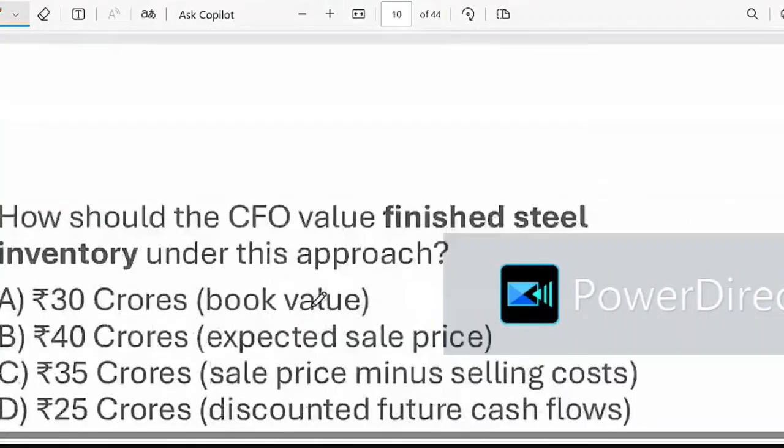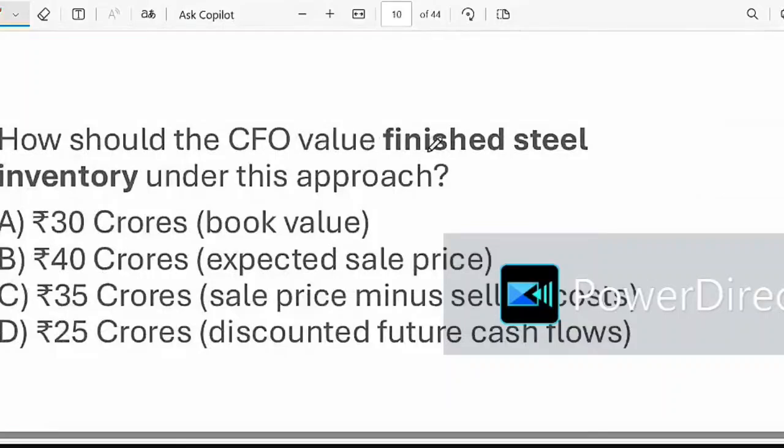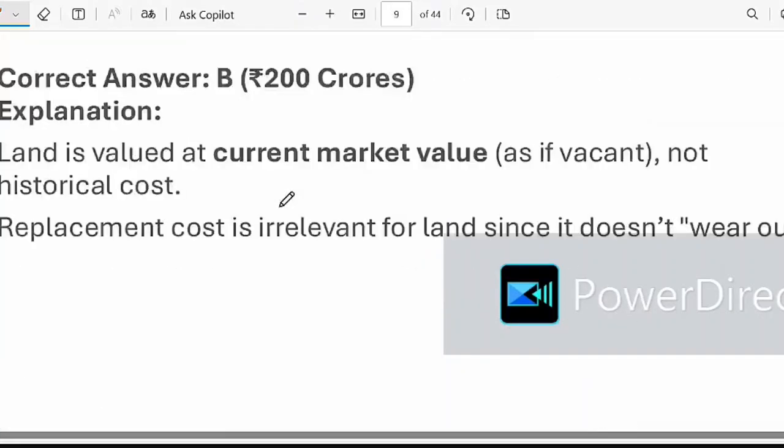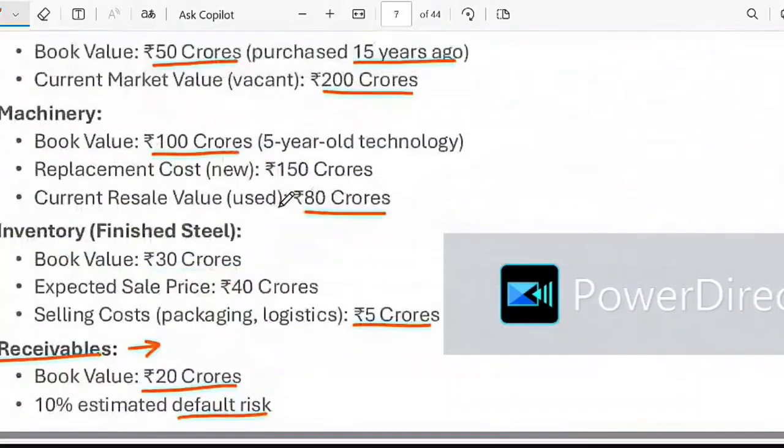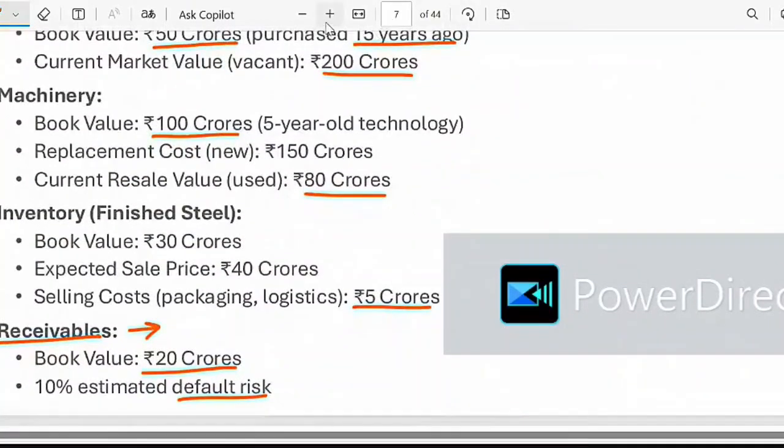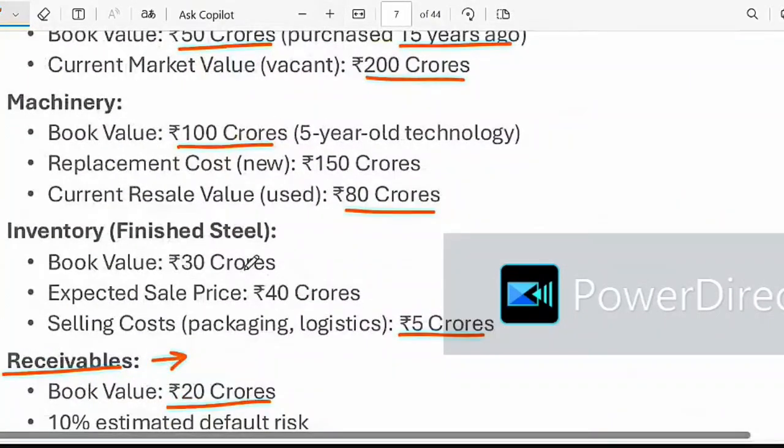The second part of the question is, how would the CFO value finished steel inventory under this approach? So let's come back to the finished steel inventory. Let's look at the case. Here we have the inventory of finished steel. Book value they have given is 30 crore, expected sale price is 40 crore, and selling cost they have given is 5 crore. So these three values they have given.